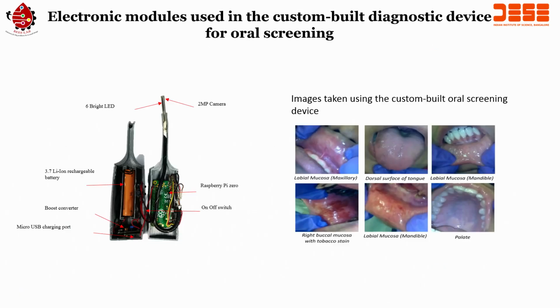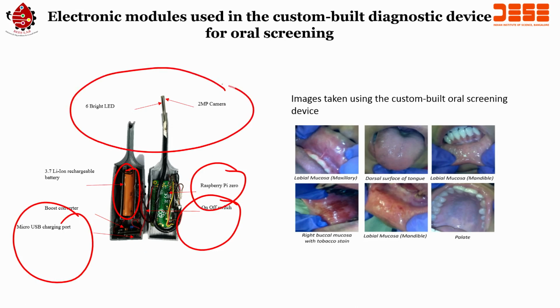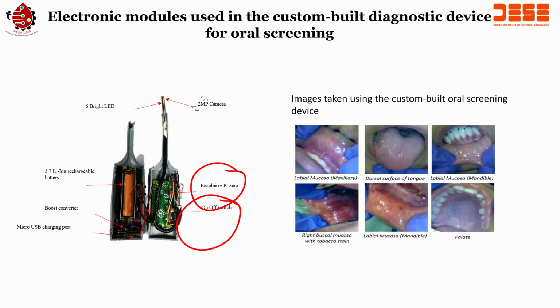Now, further you can see here, this is how we have packed the devices. You have a lithium ion rechargeable battery, which is shown right over here. You have a boost converter, a micro USB charging port, an on off switch, a Raspberry Pi Zero, and the bright LEDs along with the 2 megapixel camera, but we can also use an autofocus night vision camera, so that we can get better images.